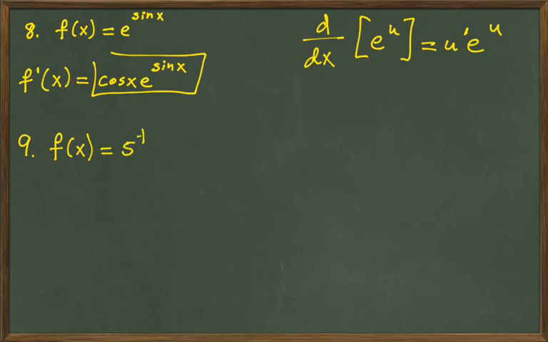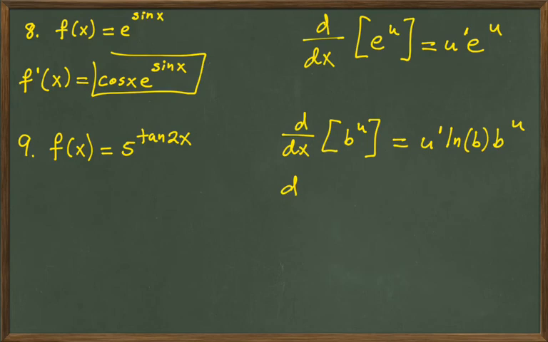Okay, moving on, we're going to take the derivative of 5 raised to the tangent of 2x. So the derivative of b to the u, so this is an exponential base other than e, the base is not 1, and the base is positive, the derivative of that is going to be u prime. You get the u prime from the chain rule, natural log of b, and then b to the u. So very similar to the derivative of exponential base e.